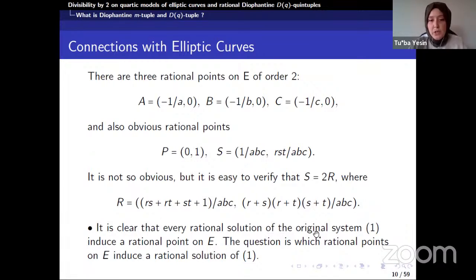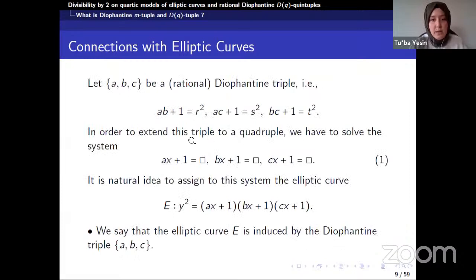So it is clear that every rational solution of the original system, as I told you, induces a rational point on E. The main question is which rational points on E induce a rational solution of 1. So that means, okay, if x satisfies this system, we know that x will be the x coordinate of one of the points on this elliptic curve. What about the inverse? If we take any point on this, can the x coordinate satisfy this system or not? Of course, it will not. So we are trying to find a special point on the elliptic curve such that the x coordinate will be a square x coordinate. When we evaluate here, these 3 will be squares. See?